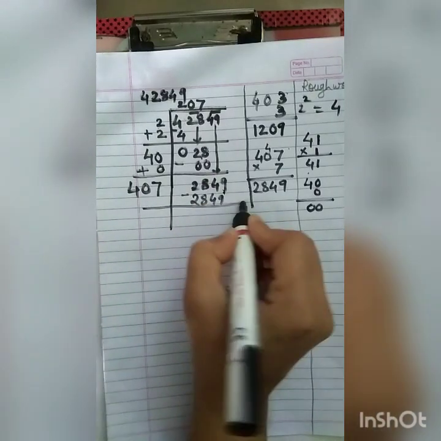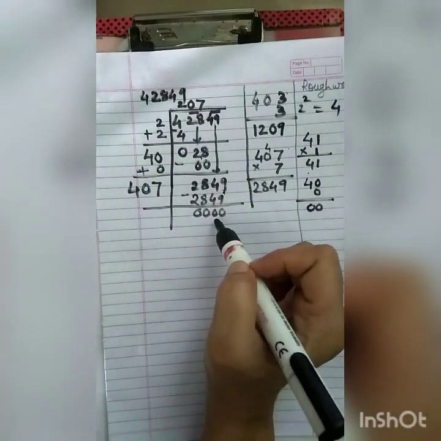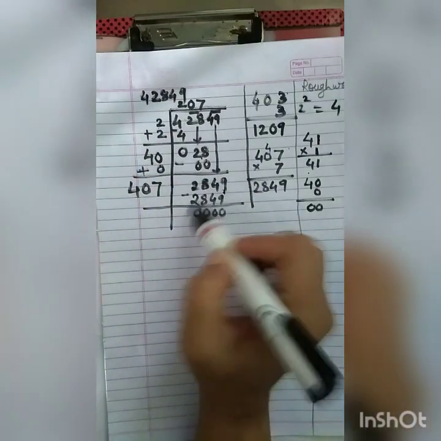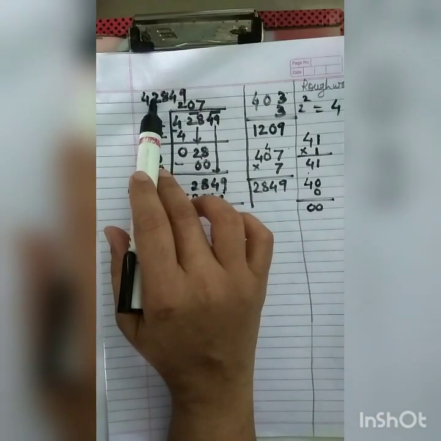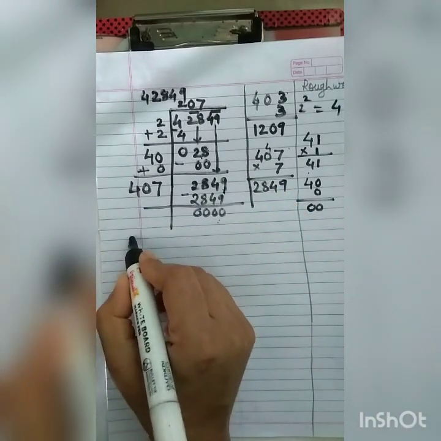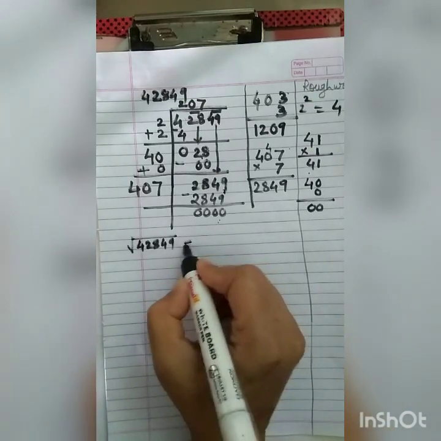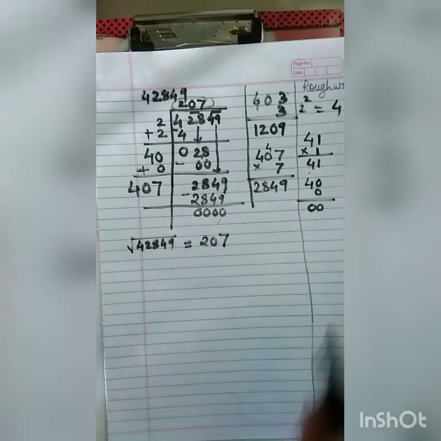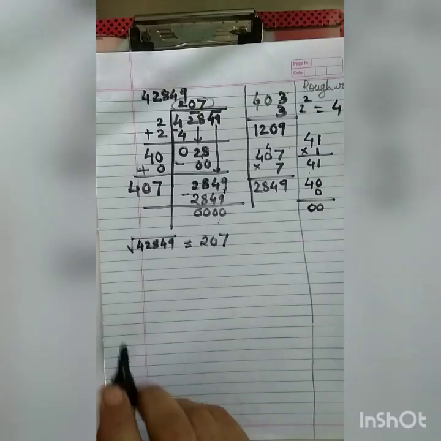One thing keep in your mind: if the given number is a perfect square number, then you will always get 0 as a remainder. If it is not a perfect square number, then you will not get 0 as a remainder. So what is the square root of 42849? Your quotient is 207. So the square root of 42849 is equal to 207.